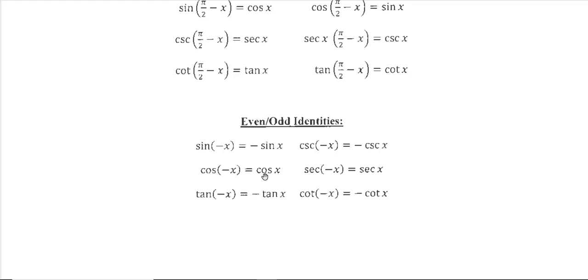And the even and odd identities we've talked about before as well. Sine, tangent, cosecant, and cotangent are all odd, which means that the sine of the negative angle gives you the opposite of the sine of the positive angle. Same for the other three. And cosine and secant are even, which means the cosine of the negative angle is the same as the cosine of the positive angle. Same for secant.